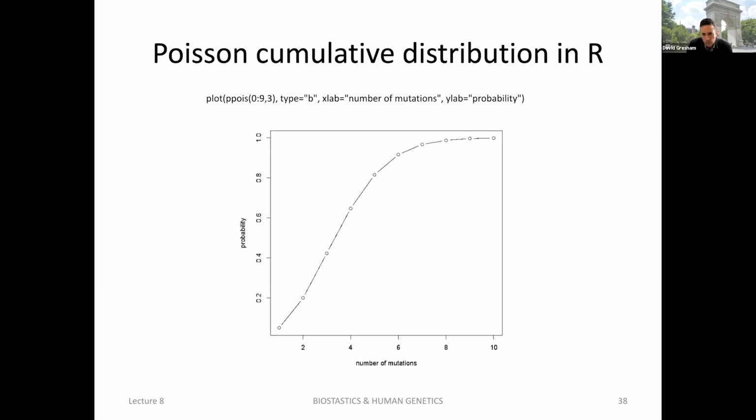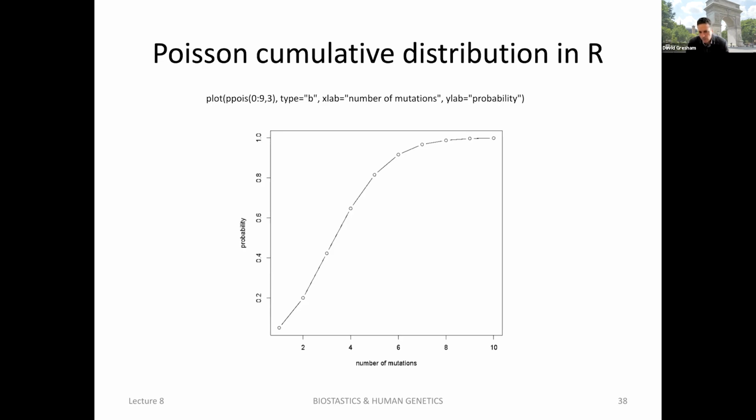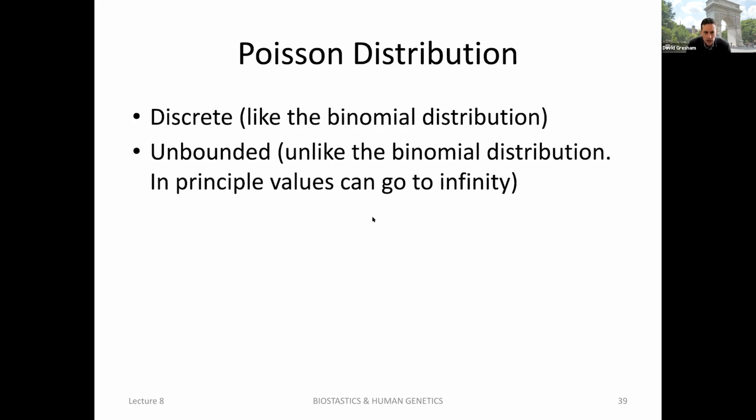We can also plot the cumulative distribution. So you should be getting comfortable switching between probability distributions and cumulative probability distributions, which tell us the cumulative probability of having, for example, 4 or fewer mutations or 4 or more mutations, that we can read off these cumulative distributions. And as I said, it's discrete like the binomial distribution, so we're talking about 1 or 2 or 3 mutations, but it's unbounded unlike the binomial distribution. So in principle, it can go to infinity.